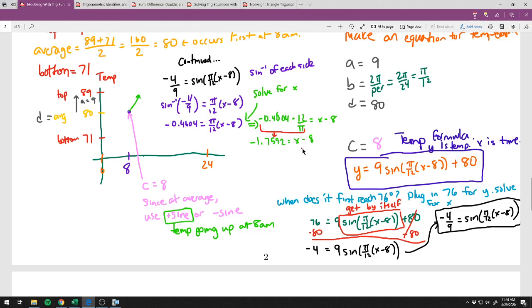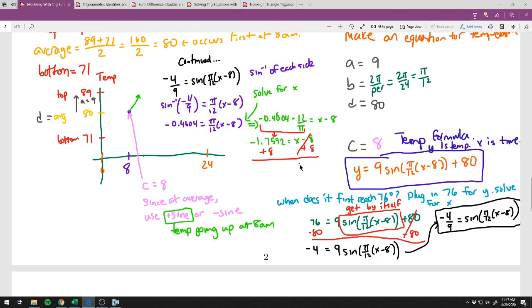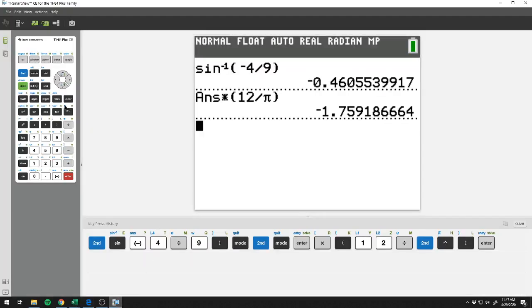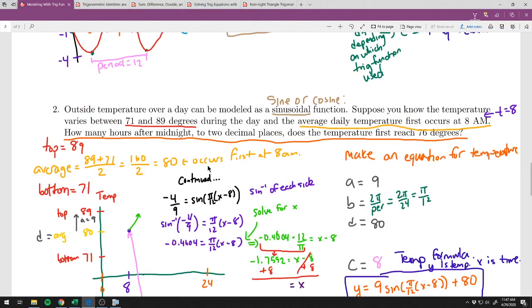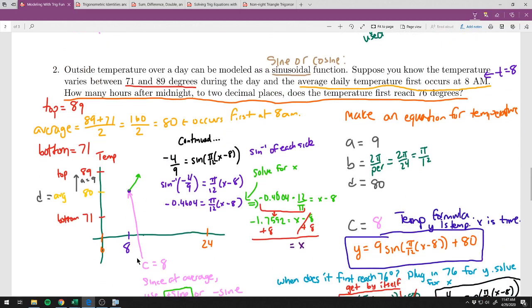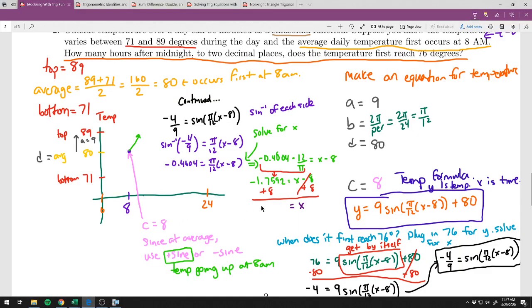And now to get x by itself, we add 8. And we get x equals, let's see here. We want to add 8 to this. We get x equals 6 point, how far do we have to round? 2 decimal places, 6.24 for our answer.